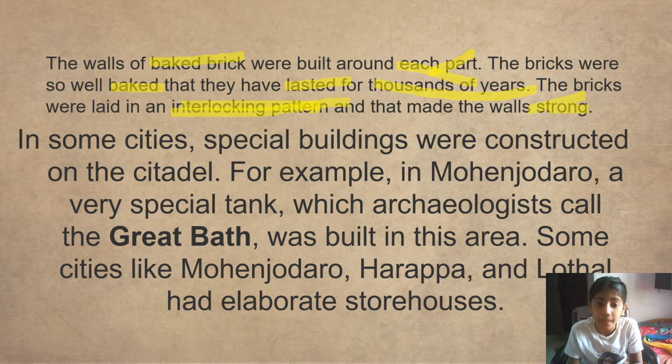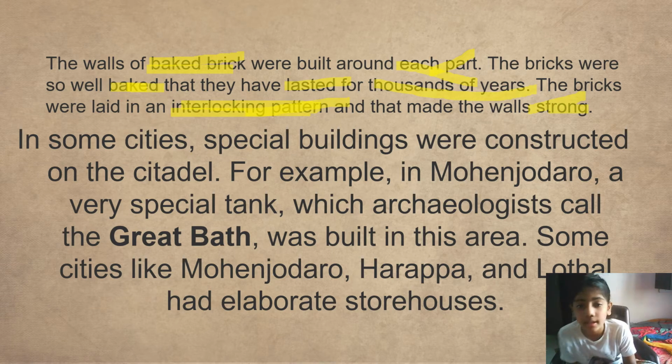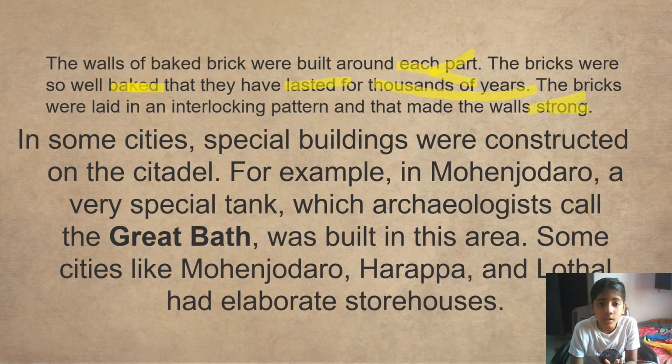We all know about the interlocking pattern. The bricks were made into an interlocking pattern, and that made the wall strong. Even though the bricks are baked very well, that's also important, and the pattern they took is an interlocking pattern. So baked bricks built around each part, so well baked, lasted for thousands of years, laid in an interlocking pattern because that made the wall strong. I hope you understand. This is also one of the special things about the city.